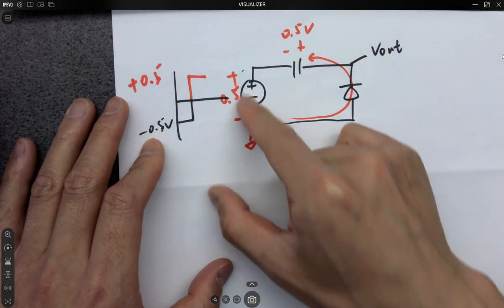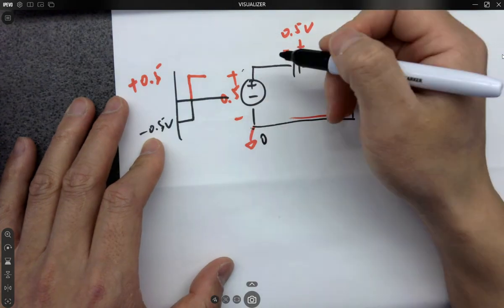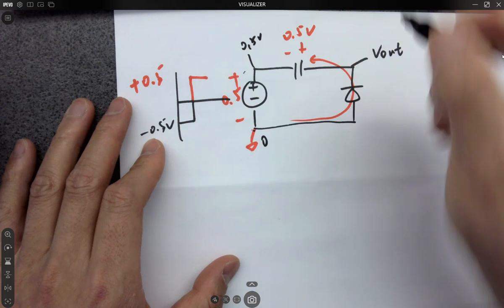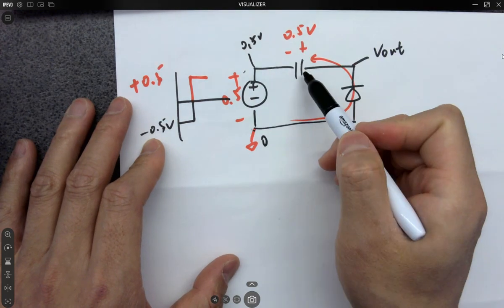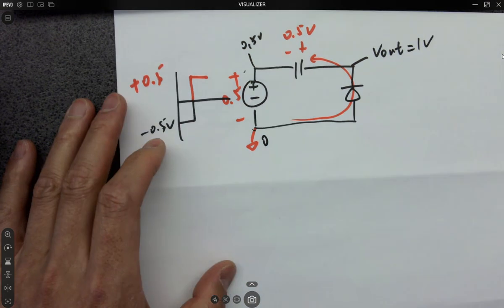And if you have ground which is 0 volts, it's being boosted by 0.5 volts by the power supply. So here it becomes 0.5 volts. It's being boosted by this capacitor one more time. Eventually you are getting 1 volt for the output.